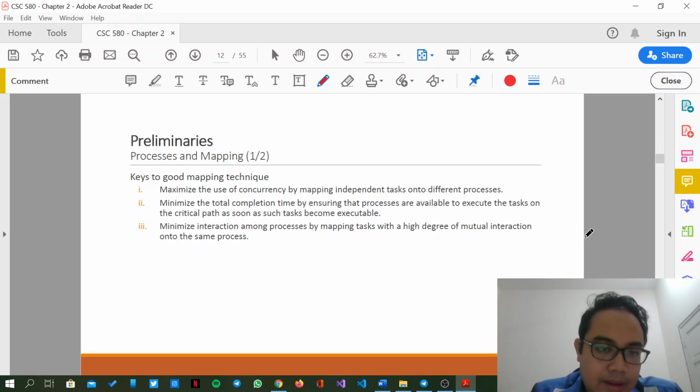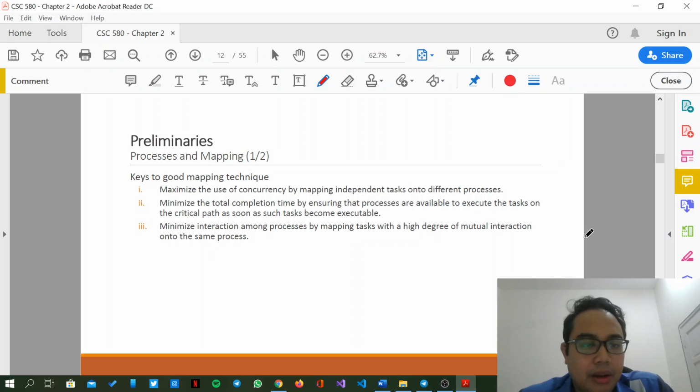Okay, let's look at processes and mapping. Keys to good mapping techniques. Maximize the use of concurrency by mapping independent tasks onto different processes. We must maximize the concurrency, which we looked at as degree of concurrency in the previous lecture. Minimize the total completion time by ensuring that processes are available to execute tasks on the critical path as soon as such tasks become executable.